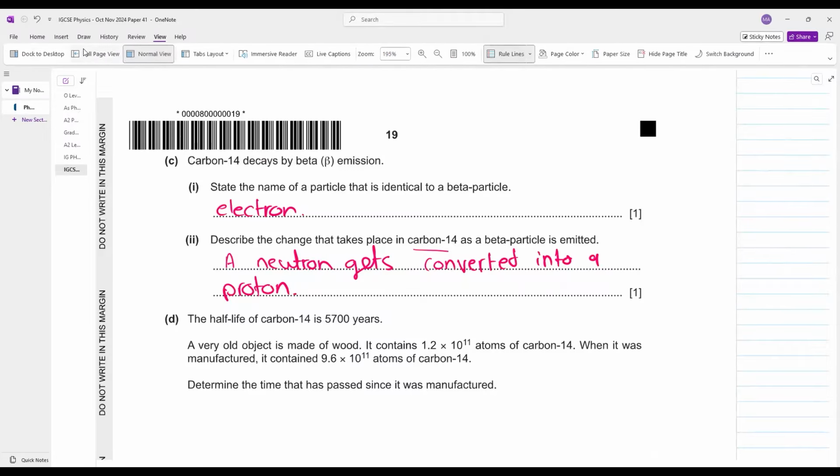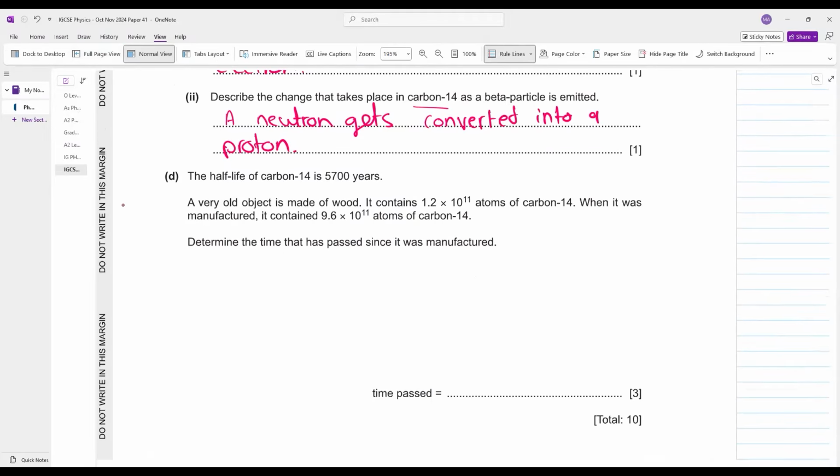The half-life of carbon-14 is 5,700 years. A very old wooden object contains 1.2 × 10^11 atoms of carbon-14. When it was manufactured, it contained this amount of atoms of carbon. That means your initial value is this and your final value is this. You have to calculate the time that has passed since it was manufactured. How will you find it? Initial value is 9.6 × 10^11.